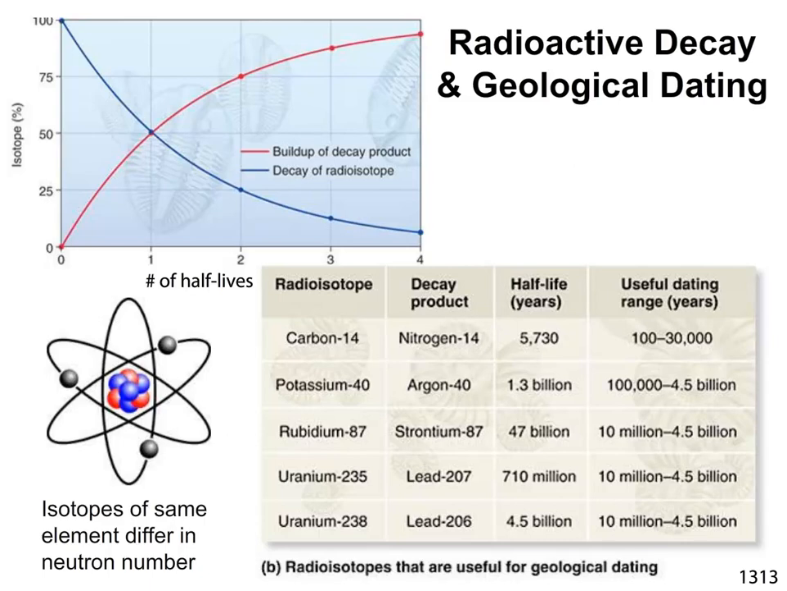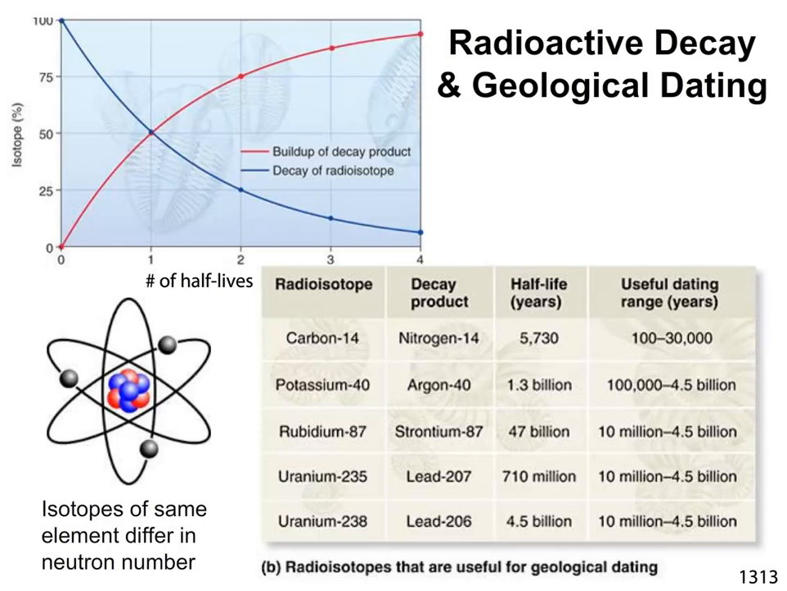So it takes 5,730 years for half of the carbon-14 to decay into nitrogen-14. And so really the useful dating range is anywhere between 100 years and 30,000 years. So for potassium-40, it turns into argon-40. It takes 1.3 billion years for half of it to decay. So we have all sorts of different radioisotopes that we can actually use to date different items.